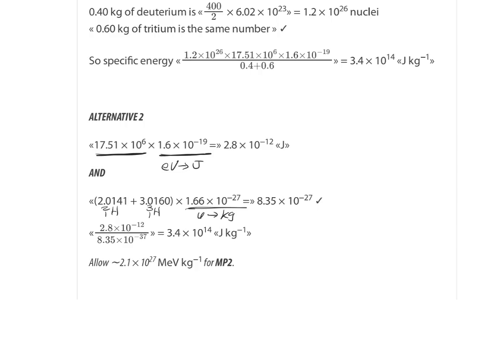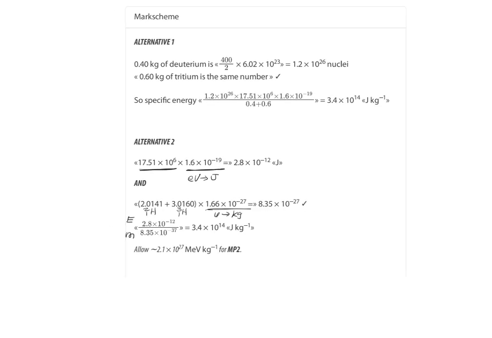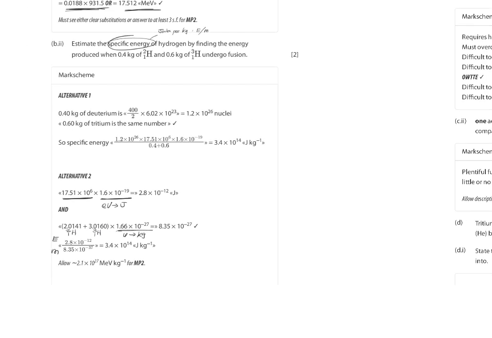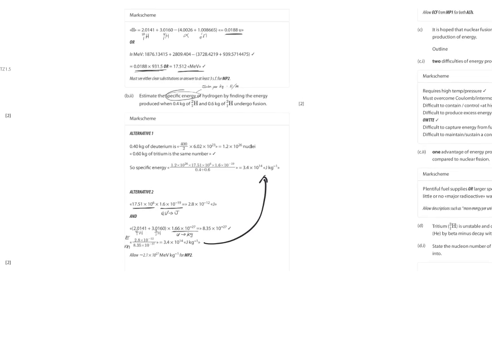So if we want to figure out the specific energy, the energy over the mass, we divide the energy, the 2.8 times 10 to the negative 12 joules, divided by the mass, 8.35 times 10 to the negative 27 kilograms, and we wind up with 3.4 times 10 to the 14 joules per kilogram. They also allow, it does not have to be in joules per kilogram, it could also be in mega electron volts per kilogram, and they will allow that second point. This is right down there. And you wind up getting the same answer as they do for the first solution method. So that is BII.